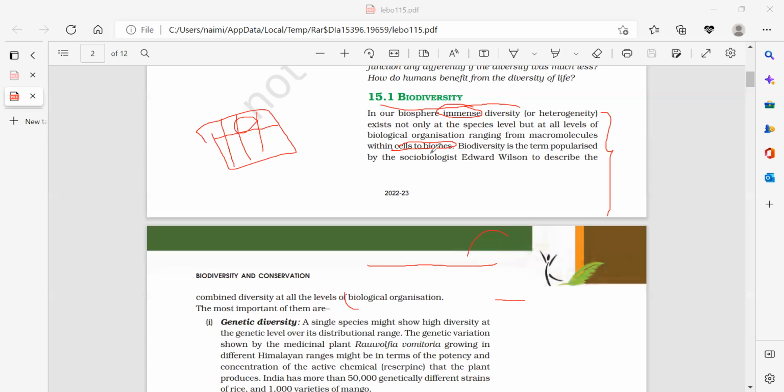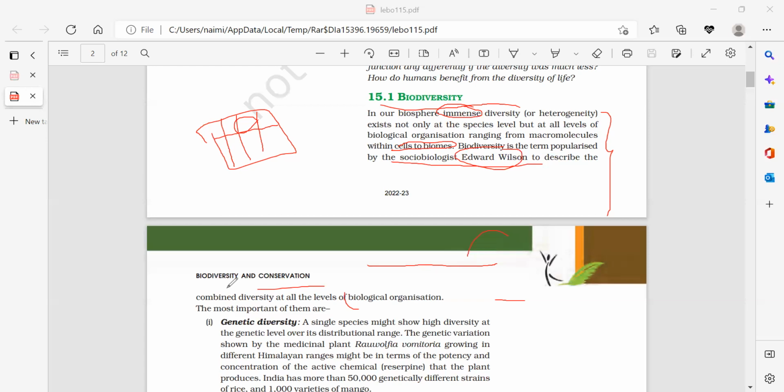Next one, biomes. We'll discuss later what biomes are, but you can see the biodiversity. Biodiversity is the term popularized by the sociobiologist Edward Wilson to describe the combined diversity at all levels of biological organization. Edward Wilson is a very important scientist regarding biodiversity, and he is a sociobiologist, not a biologist. The term biodiversity was popularized by him, and he explained the combined diversity, meaning mixed diversity, at all levels of biological organization.